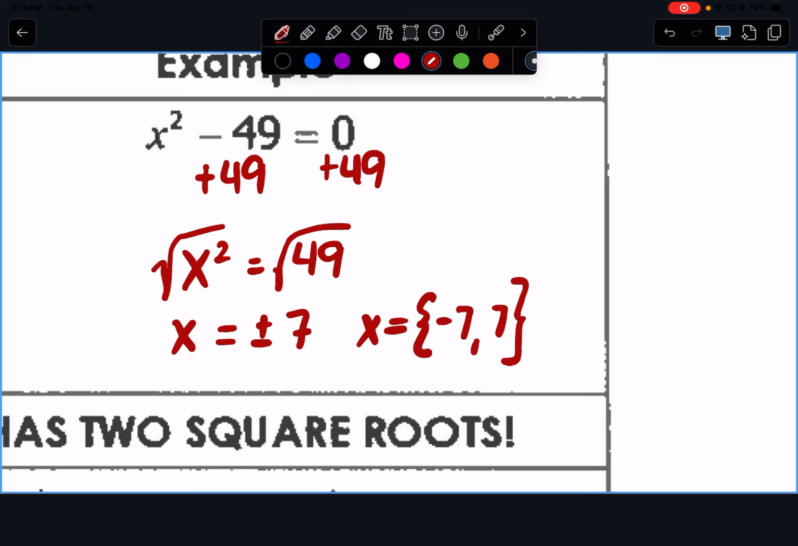But wouldn't that be negative 49? Negative 7 times negative 7 is positive 49. Because when you multiply a negative and a negative, you get a positive. So that is why we have to do both of those cases.